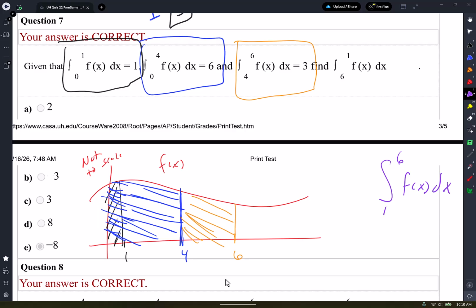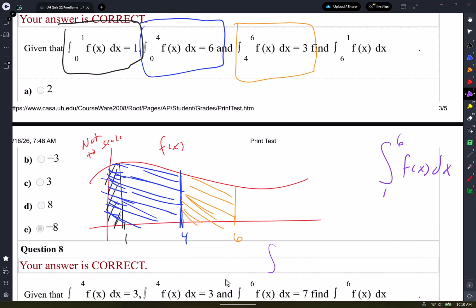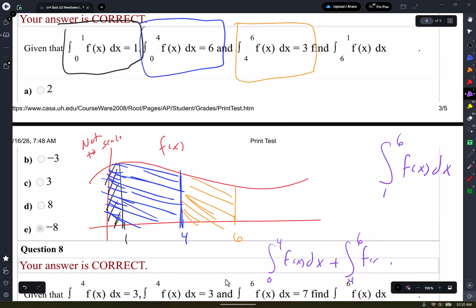So do you agree if I take the area from 0 to 6, to get that area, I've got to do the blue plus the orange. Are we still okay? And if I subtract the area in black, will that give me the area from 1 to 6? So here's what I've got to do. I've got to go integral from 0 to 4 of f of x dx, and I'm going to add the integral from 4 to 6 of f of x dx. And if you want, you can put that in a giant parenthesis, but you don't have to. So all that right there will give me the area from 0 to 6. Do you guys agree? Yes.